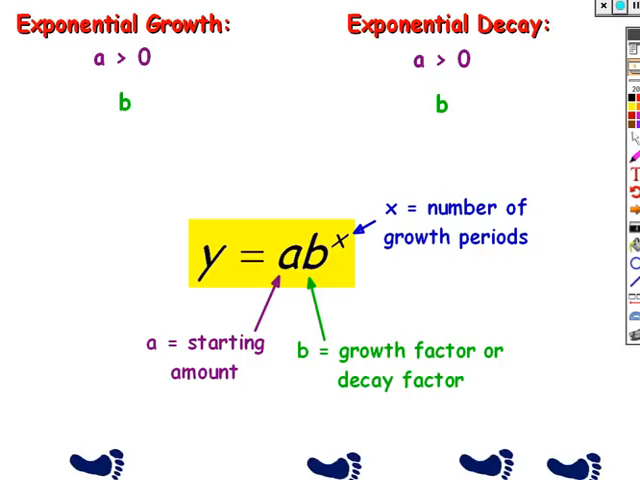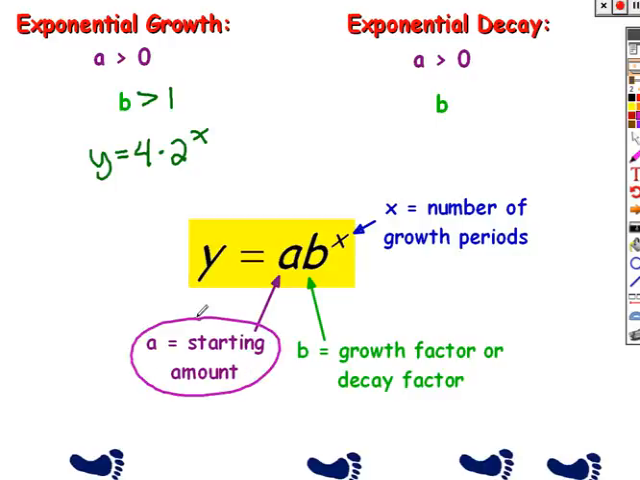So here's another way to look at it. Exponential growth: if the number out front is positive and b, or your growth factor, is greater than 1, you're going to get exponential growth. So for instance, if I see something like this, this means my starting value, or the initial amount, should be that number out in front, which in this case is 4. If I make a table, the starting amount, or the a value, should be the y-intercept.